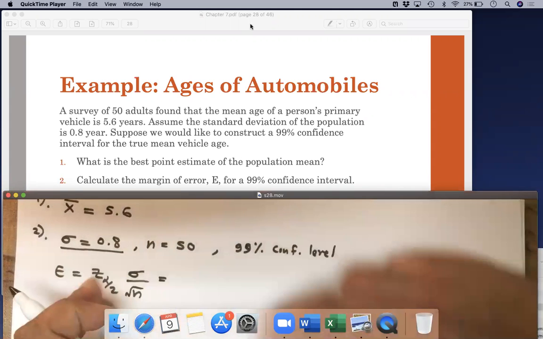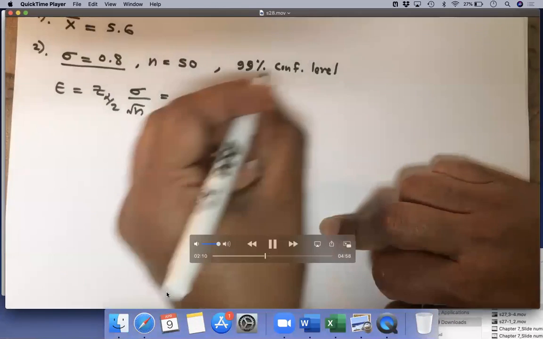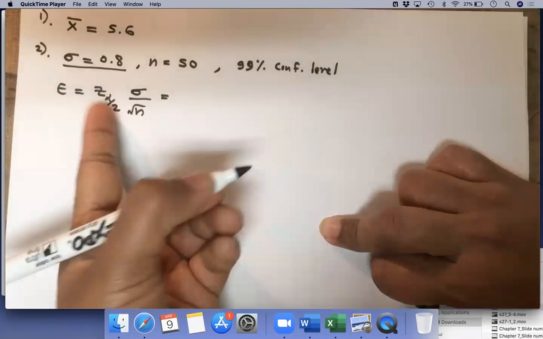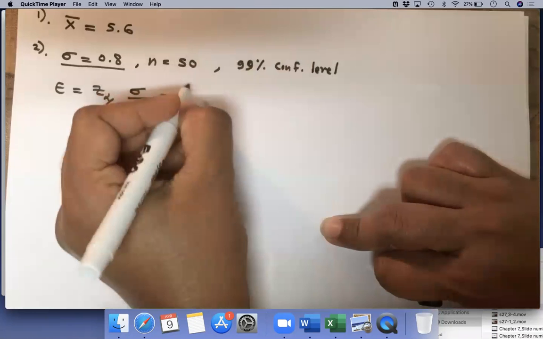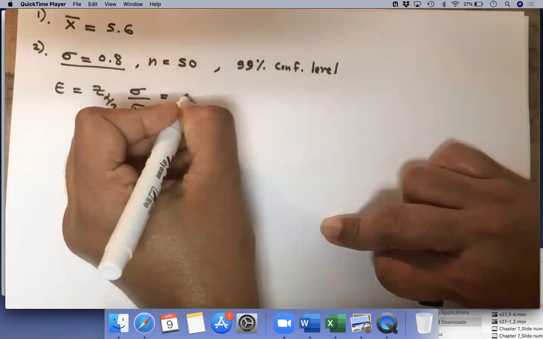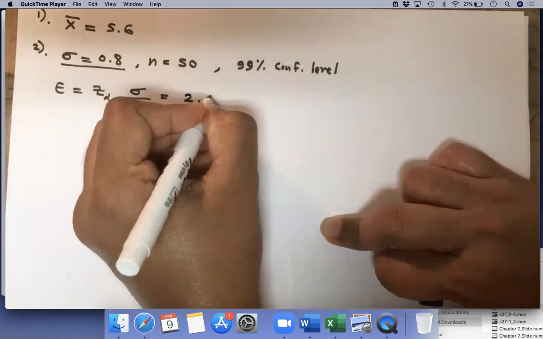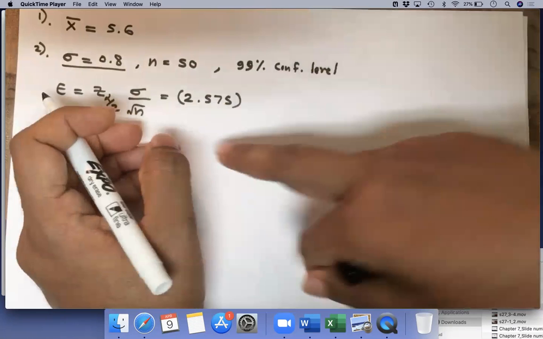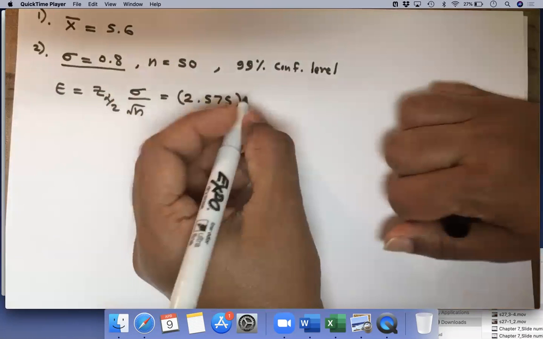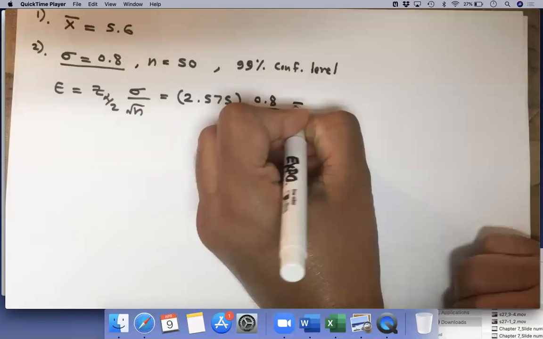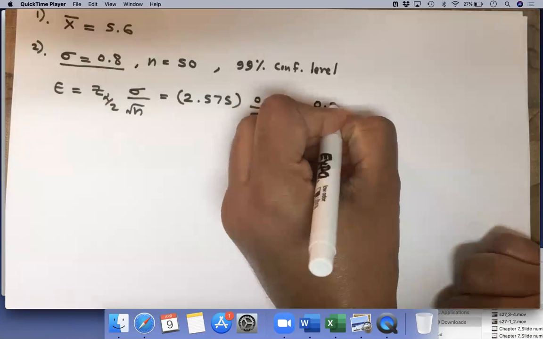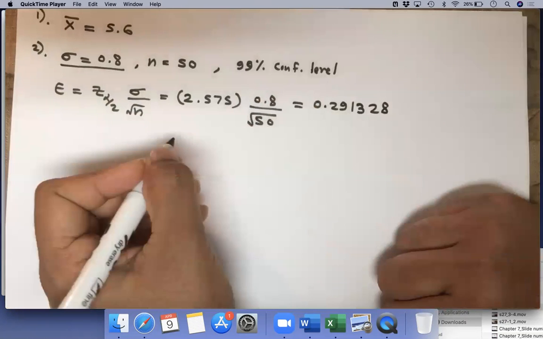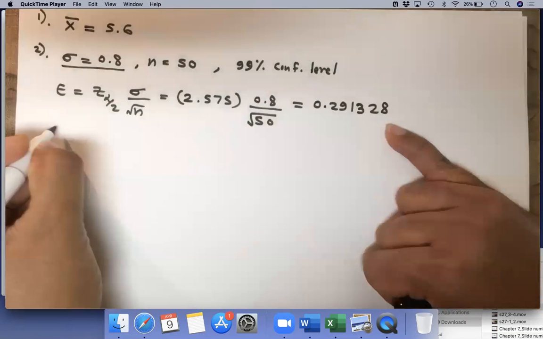Now, what is the critical value? For a 99% confidence level, we did this one in slide number 10, so I will not do it again. The critical value for the 99% confidence level is 2.575. Don't waste your time, please remember it and just plug it in. Then sigma is 0.8, n is 50. Take the square root. Then our margin of error is 0.291328. I have written it to 6 decimal places. This is my margin of error.